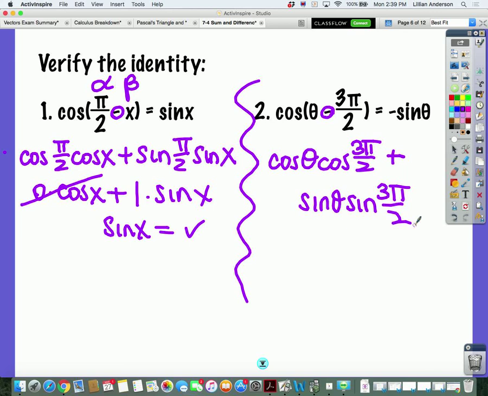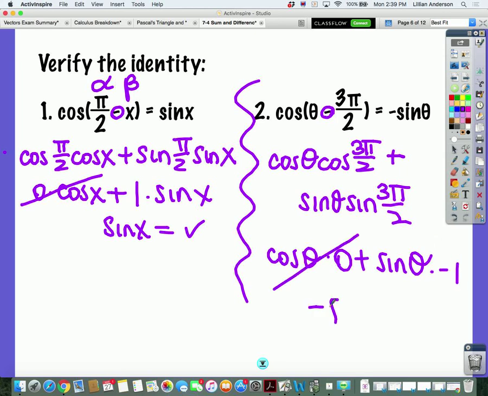We're trying to show that this doesn't equal negative sine theta. So here, we just simplify. We have cosine theta times, what's the cosine of 3 pi over 2? 0. Plus sine theta, what is the sine of 3 pi over 2? Negative 1. This cancels out, negative sine theta. So when I was trying to show you guys that before with cofunction identities, that's why. Makes sense? Yes, ma'am? Because it's cosine theta times cosine of 3 pi over 2. So this cosine of 3 pi over 2 is 0. 0 times anything is 0.